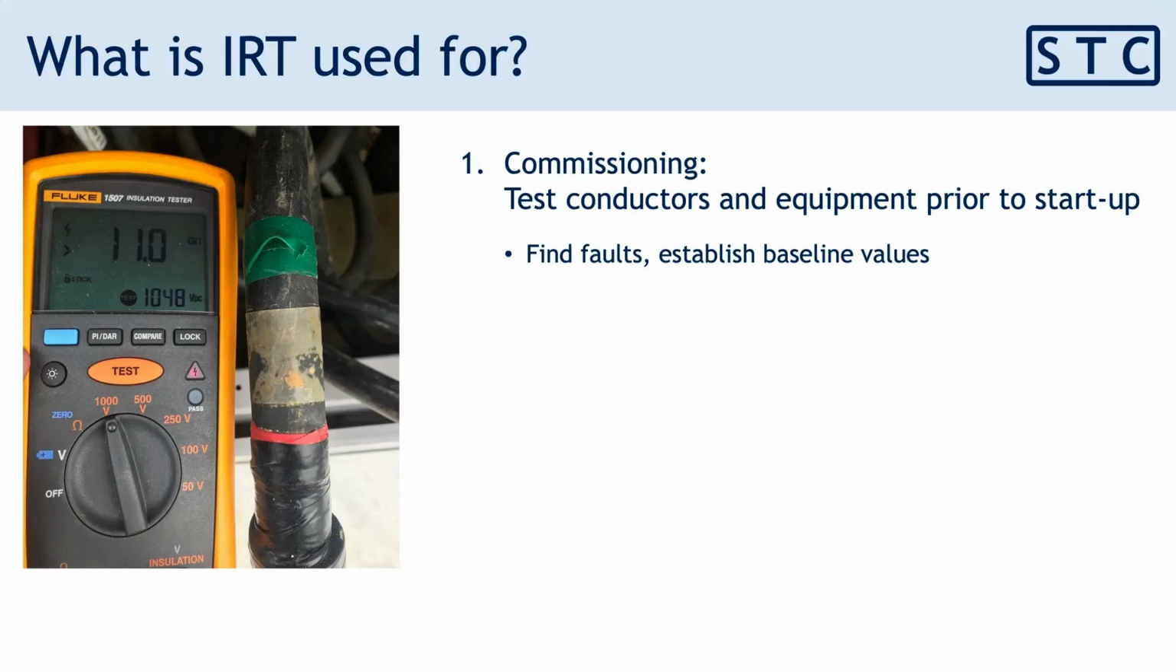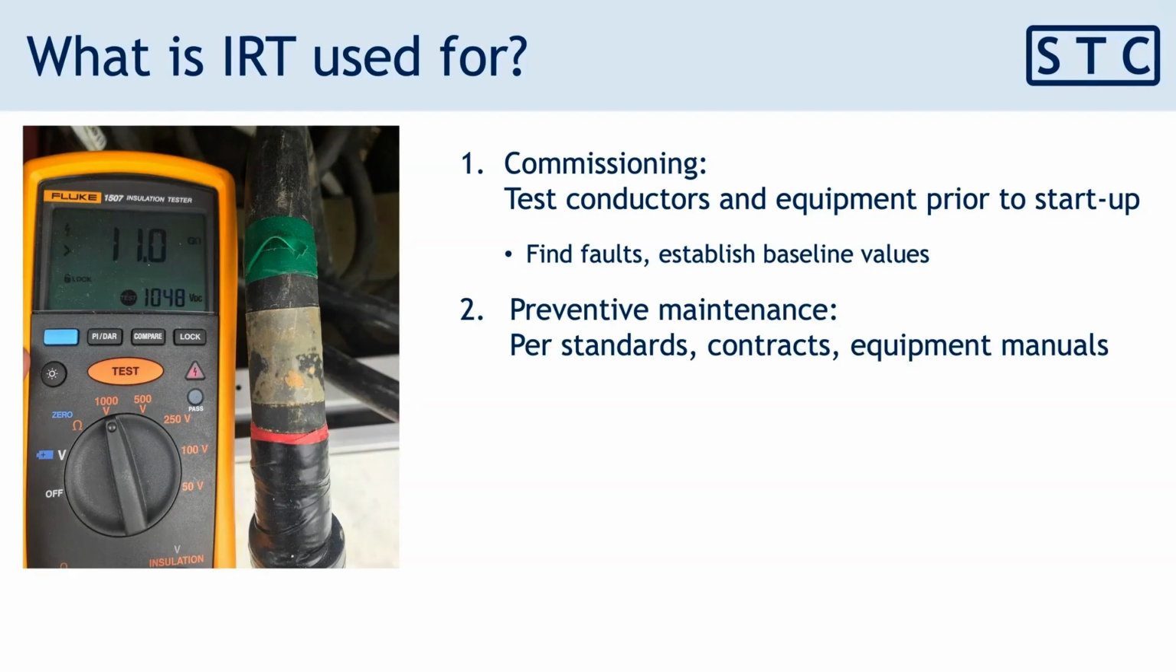This allows us to find faults that may exist before we turn it on and use the power source to find the fault. And we can also establish baseline values for that insulation so that if it degrades over time, we know that something's happening. This also might be performed as part of preventive maintenance, a regular testing regime that we do as part of maintaining the system. This would be based on standards, contracts, and equipment manuals.